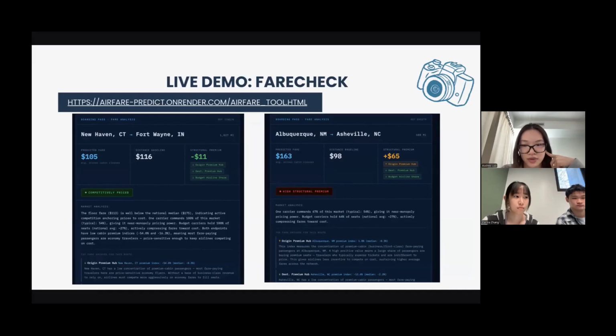In the example, the premium is about $68 and the verdict is red. The traveler can look at a ticket and just see a price, but our tool can show them it's not about the distance, it's about the market structure.